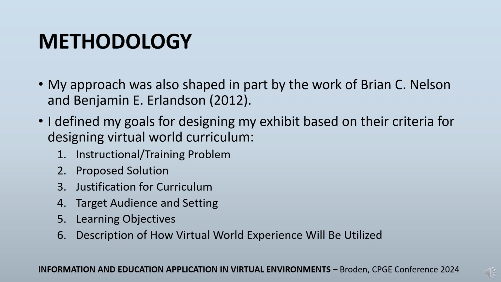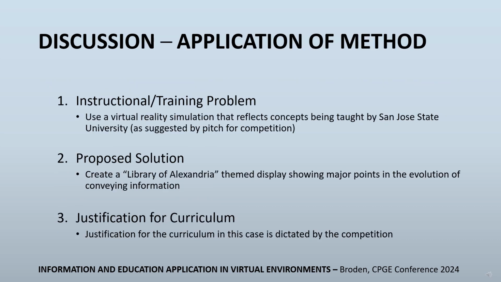I defined my exhibit goals based on their criteria for designing virtual world curriculum. They have 6 points: instructional training problem, proposed solution, justification for curriculum, target audience and setting, learning objectives, and description of how the virtual world experience will be utilized. As suggested by a pitch for the competition, I decided my instructional training problem was to use a virtual reality simulation that reflected concepts being taught by San Jose State University. My proposed solution: to create a Library of Alexandria themed display that showed major points in the evolution of conveying information. The justification of the curriculum, in this case, was the rubric dictated by the competition.